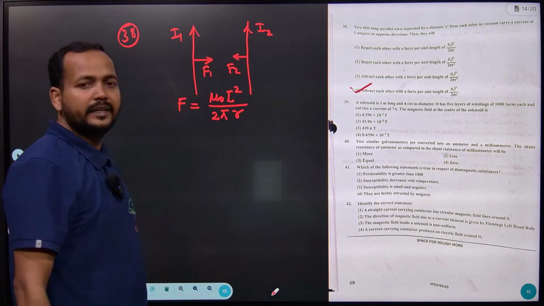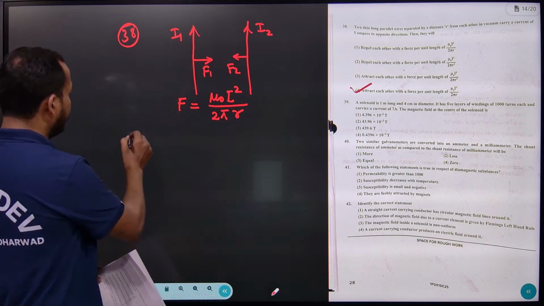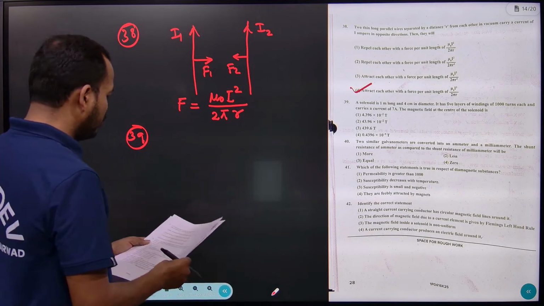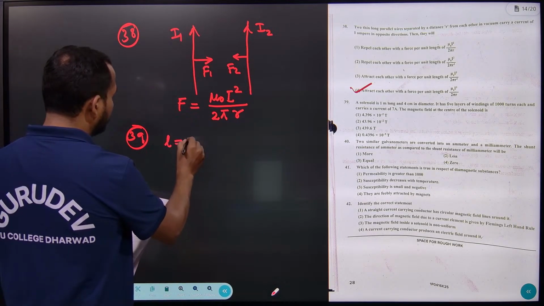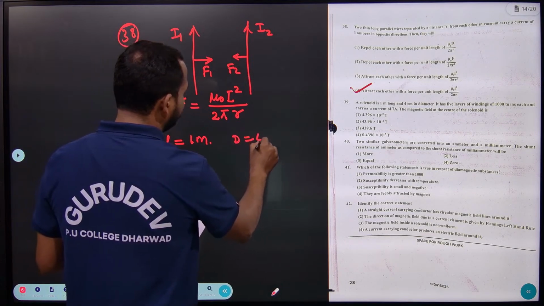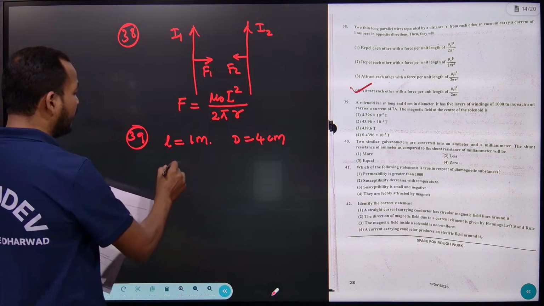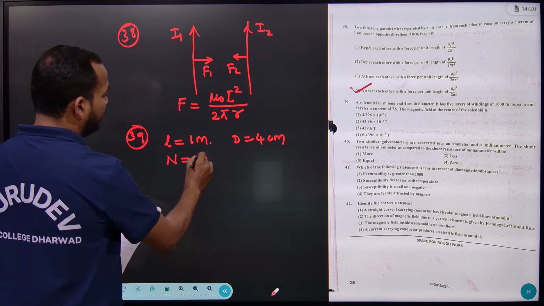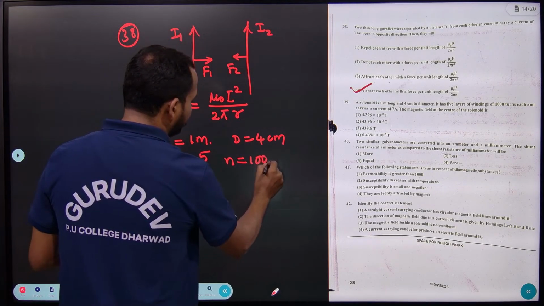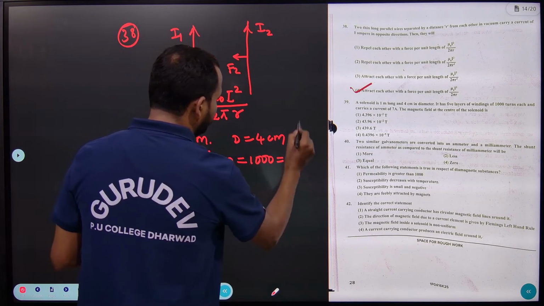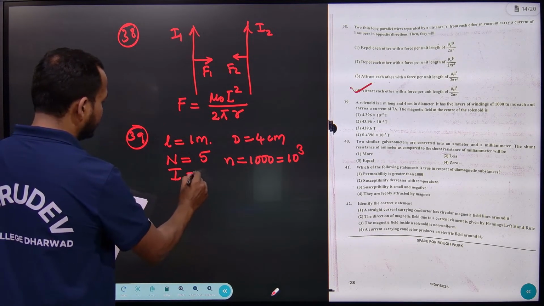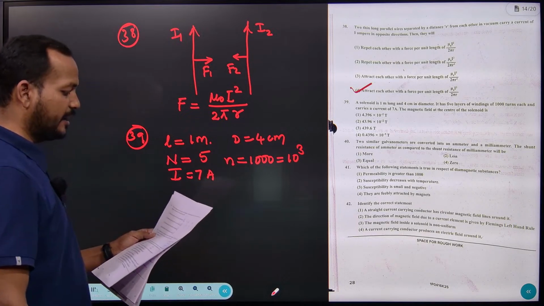Now question number 39. If you read the question, it is based on the solenoid. Here the length of the solenoid is 1 meter and diameter is 4 centimeter. It has 5 layers, so I will take capital N as 5 layers, where small n is 1000. We can write it as 10 raised to 3. So current I is 7 ampere. Now they are asking the magnetic field at the center of the solenoid.